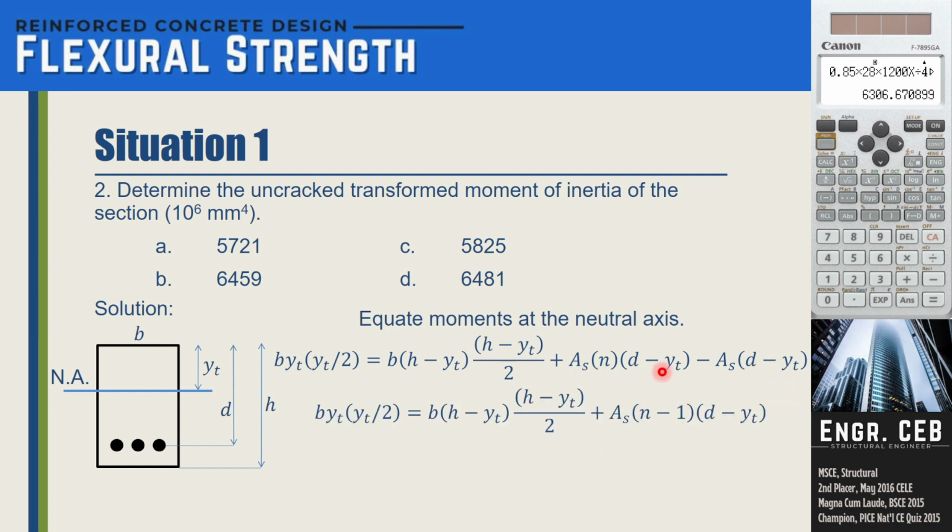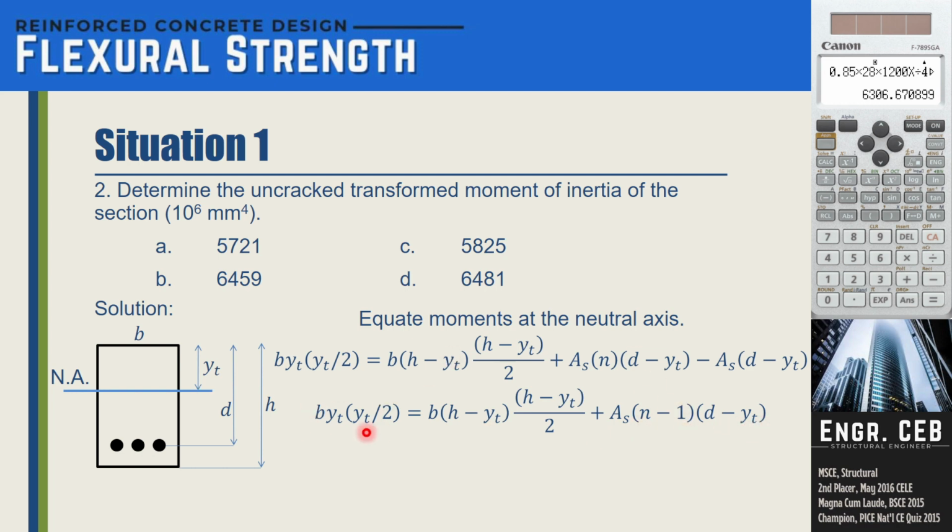Let us simplify this term first. Take note, there is a common term, A sub s and (d minus y sub t). If we factor out A sub s and (d minus y sub t), we will obtain A sub s times (d minus y sub t) times (n minus 1).